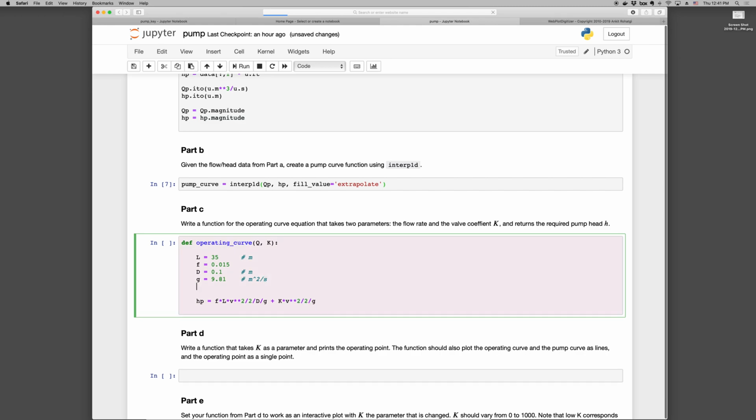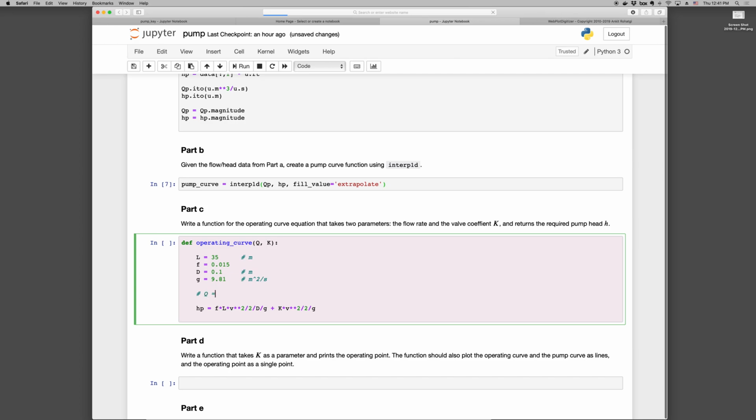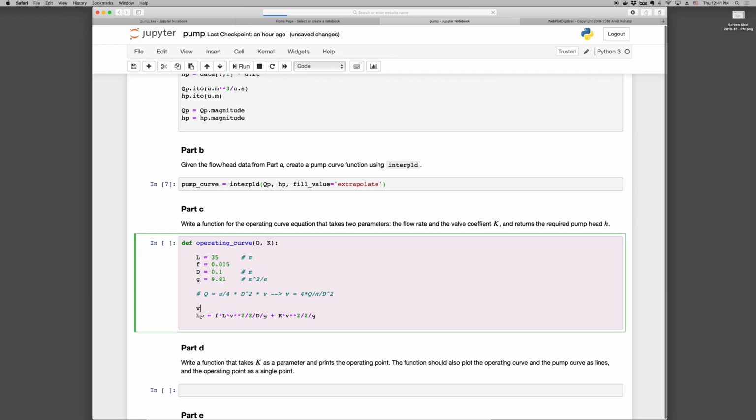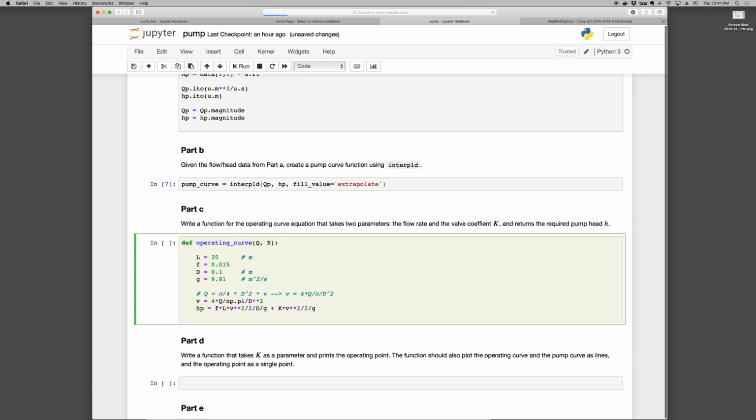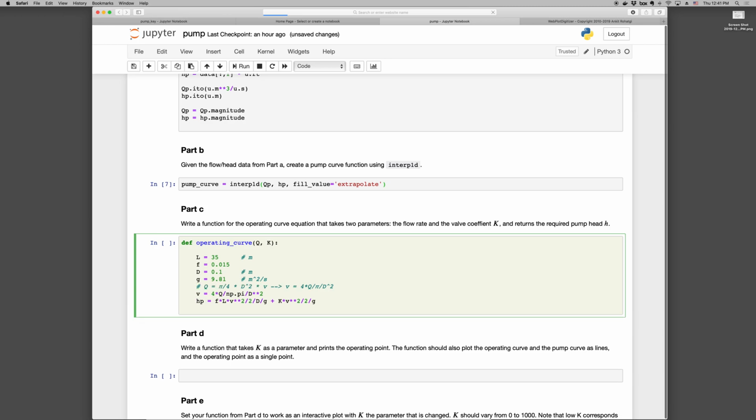So Q is equal to pi over 4 times the area, d squared, times the velocity. So if we solve that for the velocity, we get V equals 4 times Q over pi d squared, like that. So we'll calculate that. V is 4 times Q divided by pi divided by d squared, like so. Okay, great. Then we'll just return that, return HP.